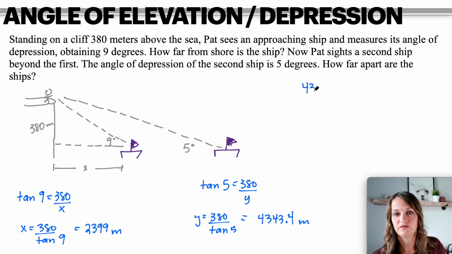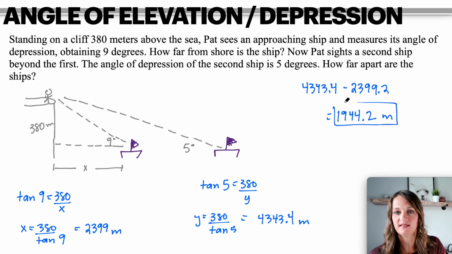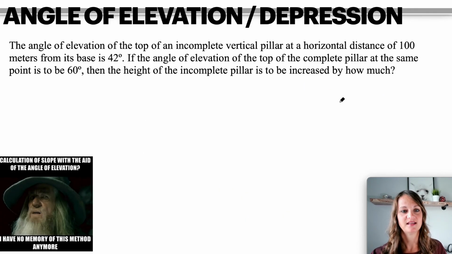So we will do 43.4 minus 23.99. And we will get 1944.2 meters distance between the two ships. So, again, in this problem, I would like for you to pause the video, attempt to do this problem on your own, and then hit resume to see the answer.